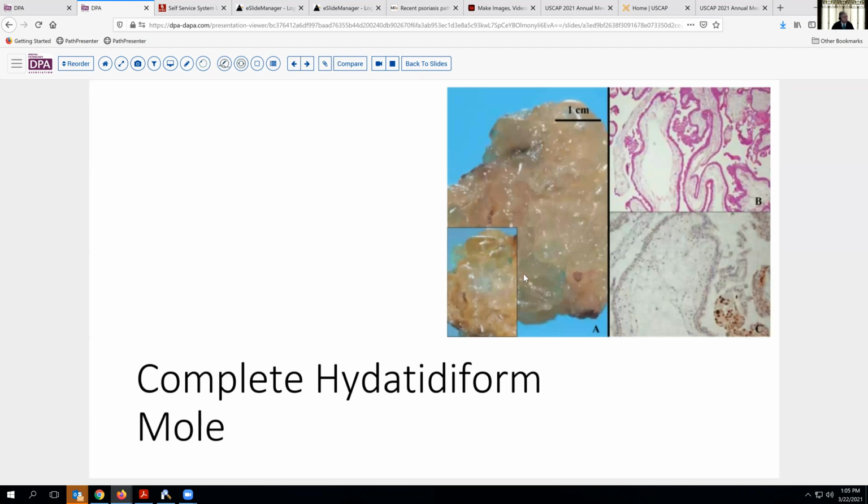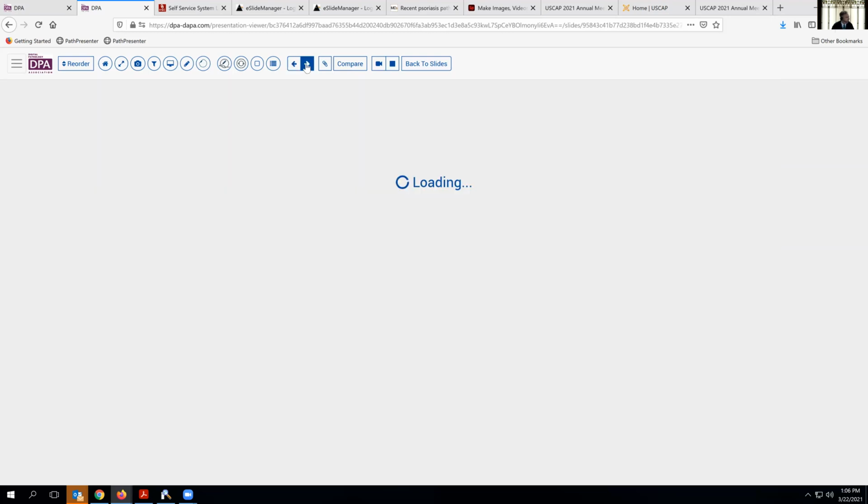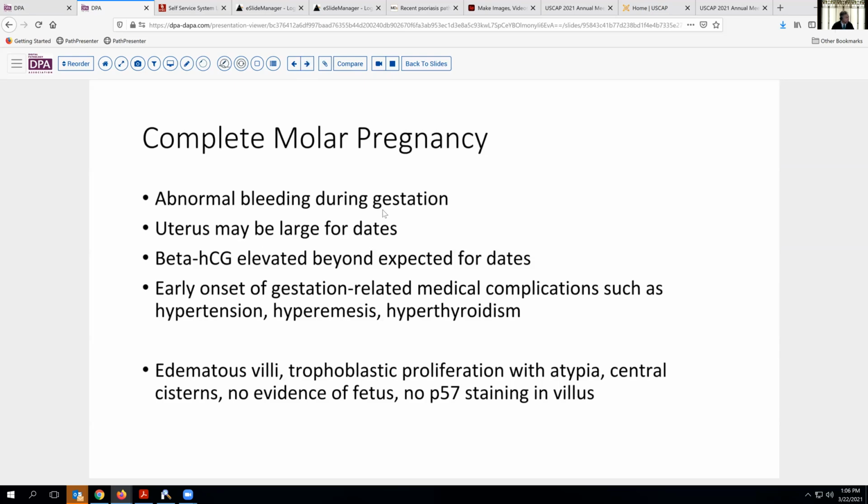In contrast, the complete hydatidiform mole has dilated cisterns, usually more gelatinous and grape-like structures in the villus, if you are able to identify them, and an absence of p57 imprinting. Usually these are patients with a slightly enlarged for dates uterus. They may have abnormal spotting, and the beta HCG tends to be out of the ballpark, just so high. And in consequence of that, they also tend to be more likely to experience medical complications associated with pregnancy, hyperemesis, hypertension, and so forth. And under the microscope, as we've mentioned, trophoblastic proliferation with atypia, absence of p57 staining, no fetal tissue, central cisterns, plus or minus absence of viable vessels.